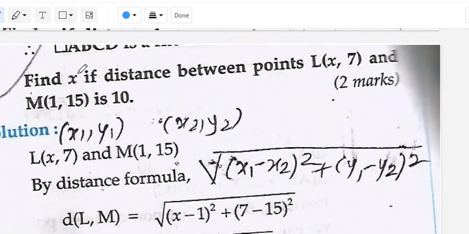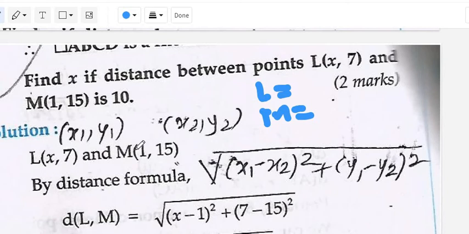Question 7. Find x if distance between points L(x, 7) and M(1, 15) is 10. Very easy, distance is given. Distance means difference between these 2 points. Okay, that is by distance formula, square root of (x1 minus x2) whole square plus (y1 minus y2) whole square. Consider this point L as (x1, y1) and M as (x2, y2). Okay, write in this way, L tends to (x1, y1) and M tends to (x2, y2). Write yourself and then use distance formula. How to use distance formula here?